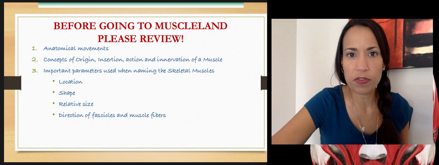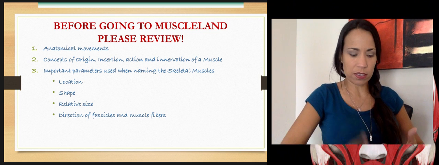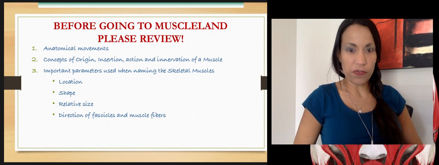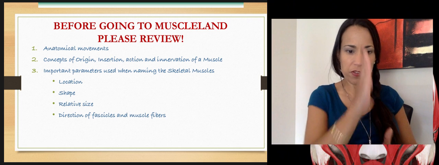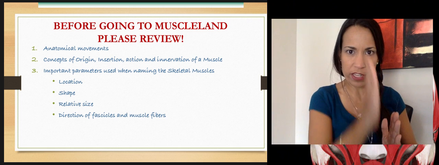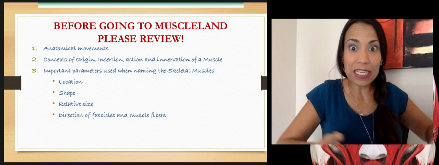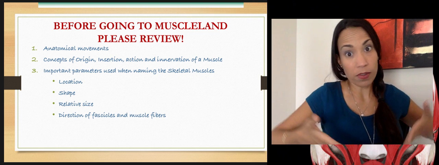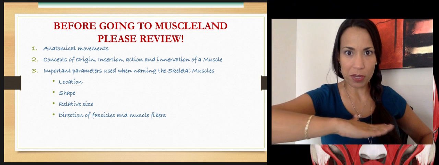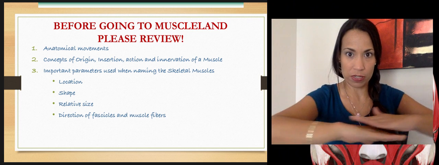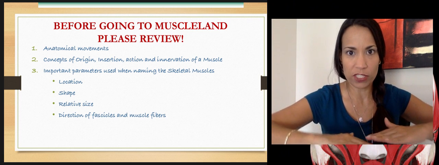The direction of the fascicles, remember rectus femoris, rectus abdominis, the fibers are straight and parallel to the long axis of the body. Oblique muscles are on a diagonal. Transverse muscles, the fibers are parallel to the transverse plane.